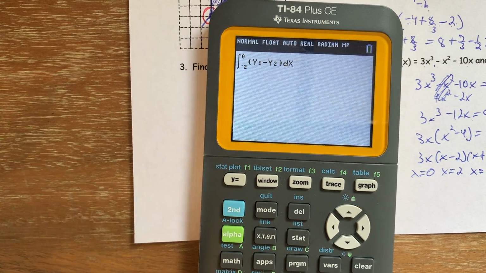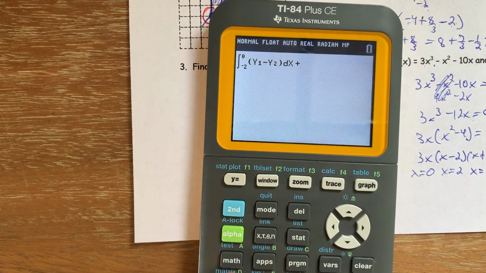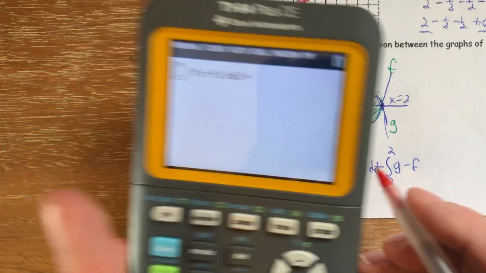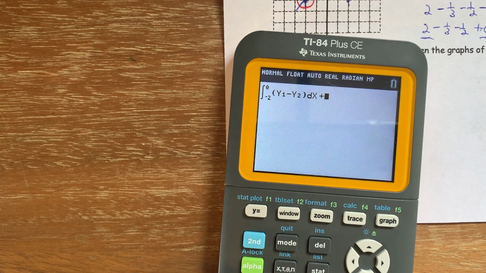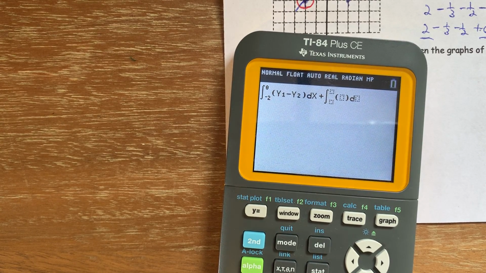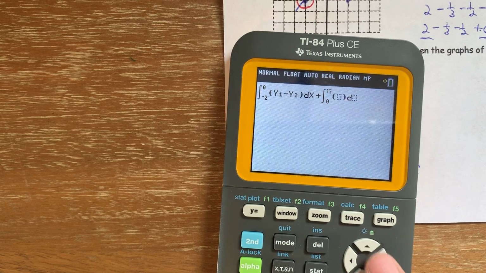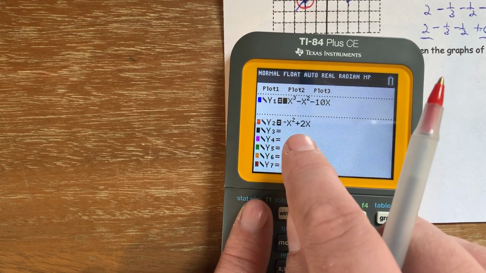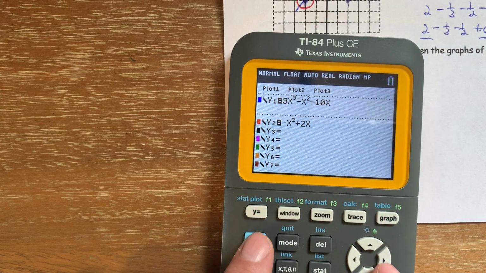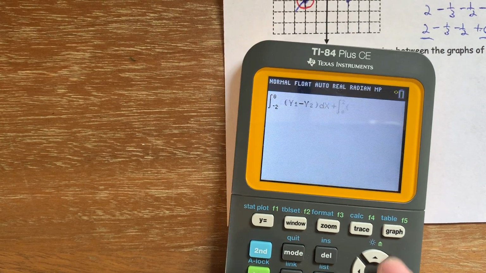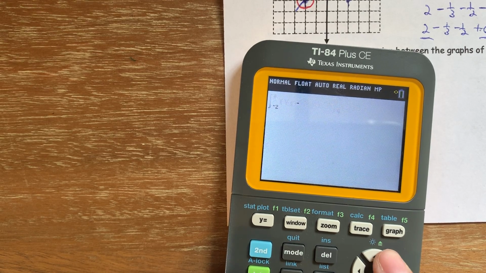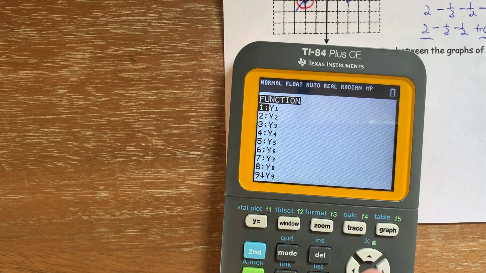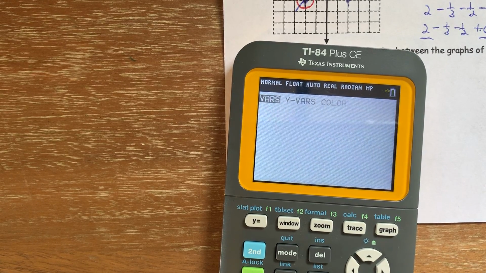And we're going to do the second integral, right? We can do the second integral at the same time. We said it was going to be negative 2 to 0 of f minus g, we end it with a dx, plus math 9, 0 to 2 of, now we have to do y2 minus y1, because our y2 is g of x. Oh man, I wish I hadn't pressed quit. So we're going to go to variables, y variables, enter, y2 minus y1.